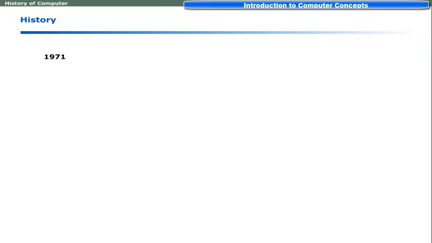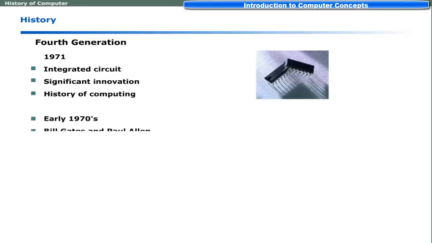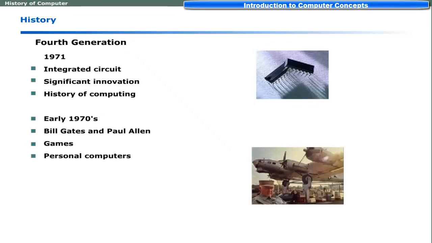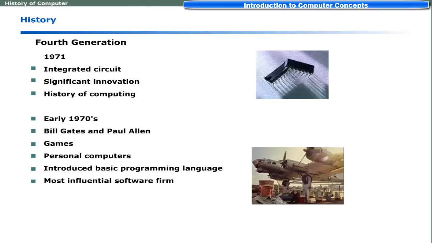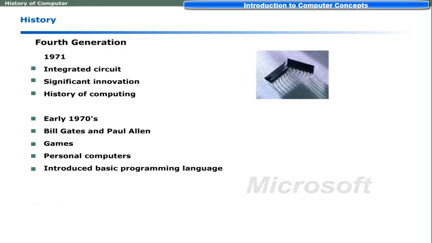During 1971, fourth-generation computers were introduced with the introduction of the microprocessor. This was a significant innovation in the history of computing. During the early 70s, Bill Gates and Paul Allen were busy developing games for personal computers and introduced a BASIC programming language. They formed today's most influential software firm, Microsoft Corporation. It revolutionized the idea of personal computing with the introduction of Microsoft Disk Operating System.